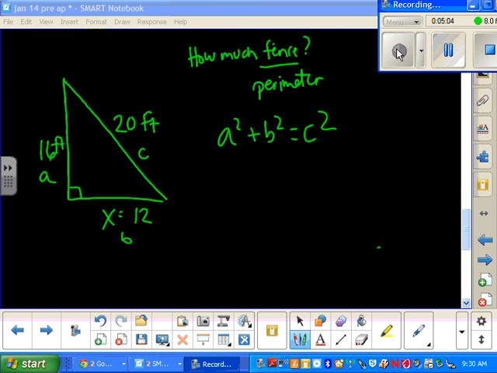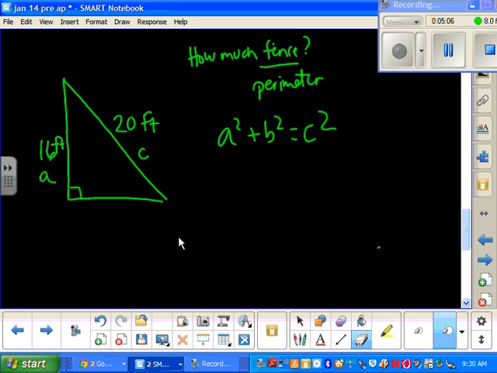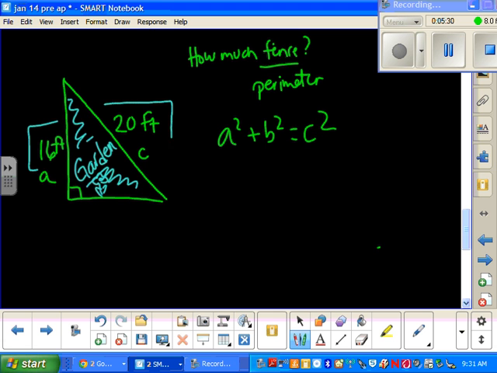Alright, so we're going to look at a problem using the Pythagorean theorem. Percy wants to build a fence around his garden, and his garden is the shape of a triangle. So we know that it tells us that one leg is 16 feet, and it tells us that the longest side of the garden is 20 feet. So we automatically know how to set up our triangle.